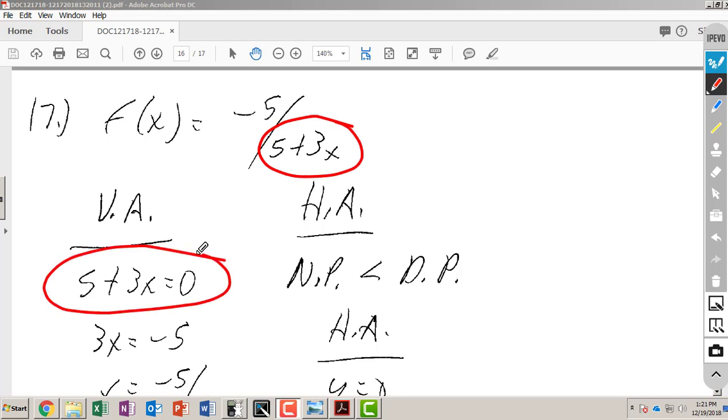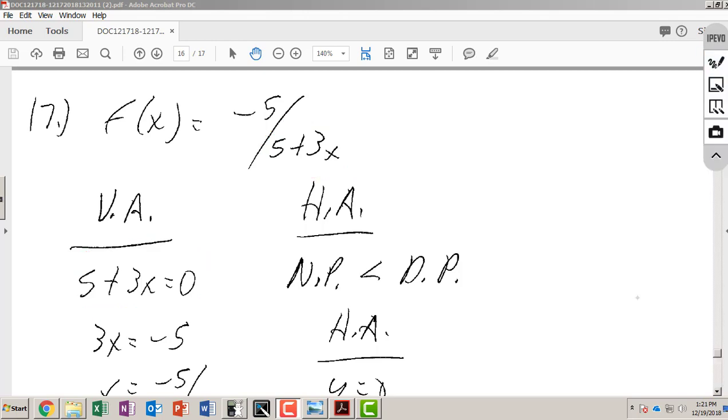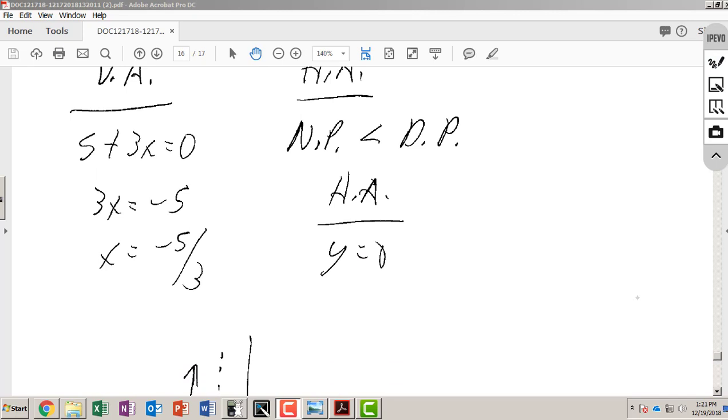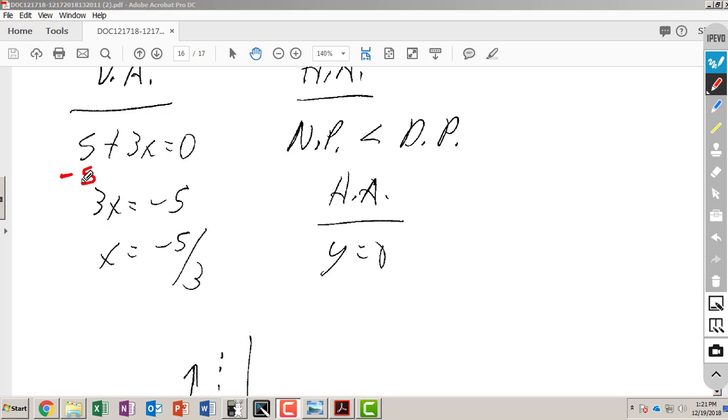So I'm going to take my denominator, 5 plus 3x, set it equal to 0, and solve it. When I solve it, I subtract 5 from both sides. So subtracting 5 from both sides, I get 3x equals -5. Then I'm going to divide both sides by 3, and I get x equals -5/3. So there's my vertical asymptote.